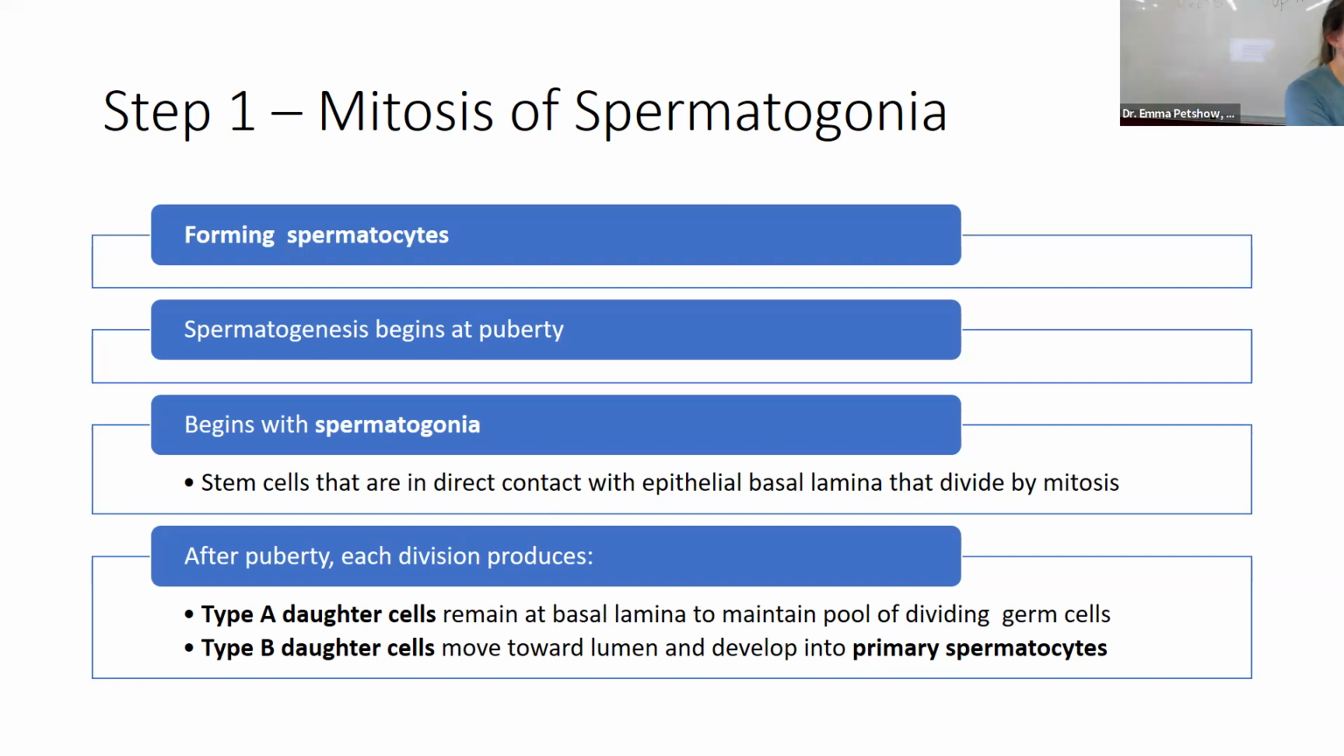Type A daughter cells remain as the germ cell, the stem cell. They continue to divide. Type B daughter cells move towards the lumen. These are going to be the ones that develop into primary spermatocytes. So mitosis occurs first. We get spermatogonia, and essentially two daughter cells are formed, one that stays the germ cell, the stem cell, the other that will develop into the primary spermatocyte and eventually becomes sperm.